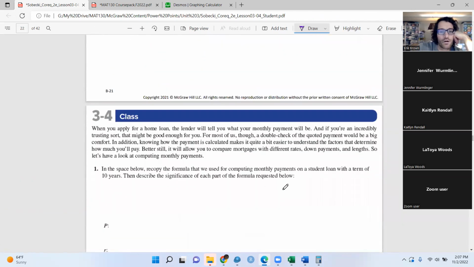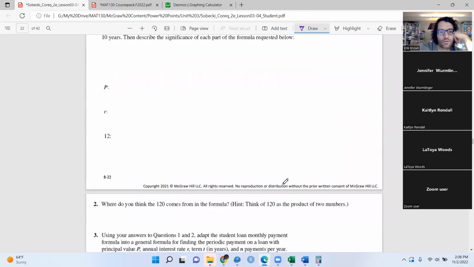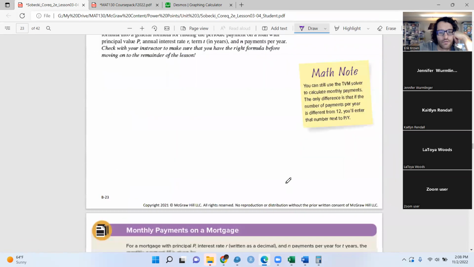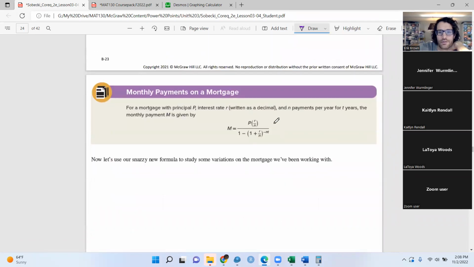All right, so our author asked us to work through how to come up with a formula. I'm just going to skip right to it. When we talk about mortgages, we think about this as N times T, where N is the payments per year and T is the number of years. I don't know why the author uses N here, because mortgages are always monthly payments.